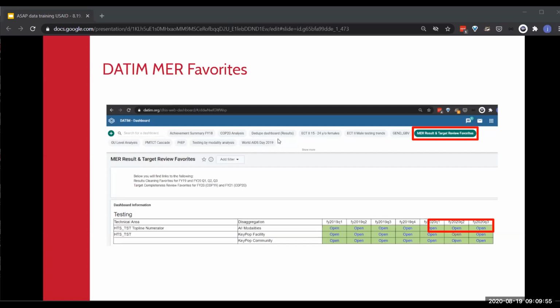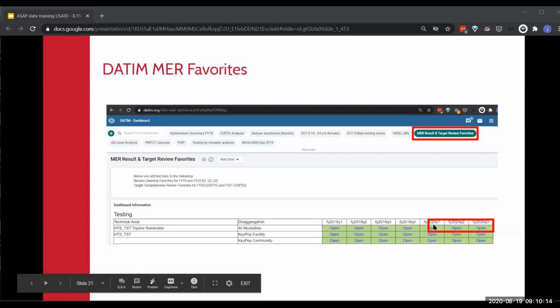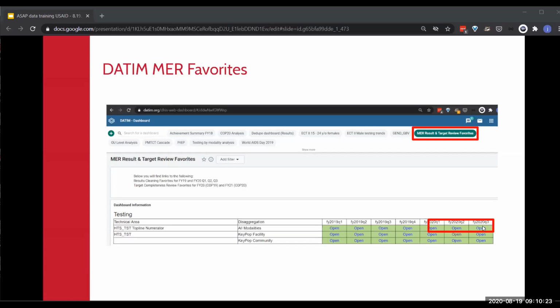If you click on that, you see kind of what you see below. And what I've done is I've just taken a small screenshot of the testing. And what you can see there is it's by indicator and by technical area and by disaggregate. And then you can see that your table here is by quarter. So if you were interested in looking at your HTS-TST top line numerator for Q3, you would click the open link right there. And the words that say open are hyperlinks.